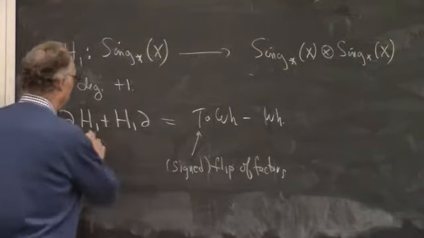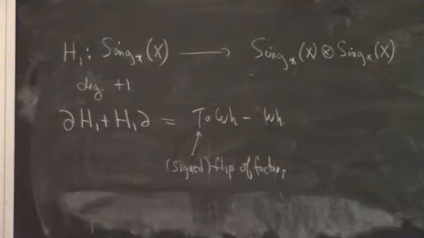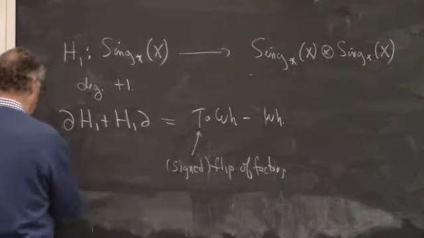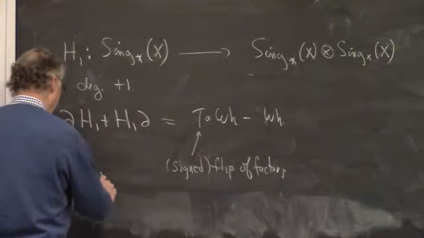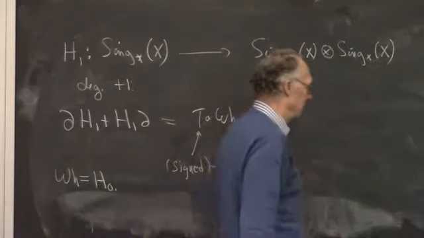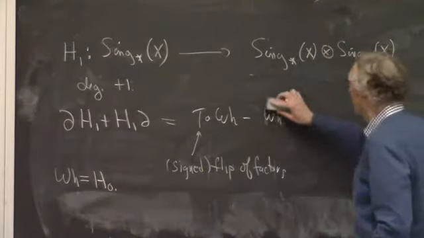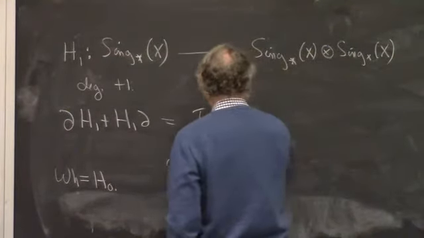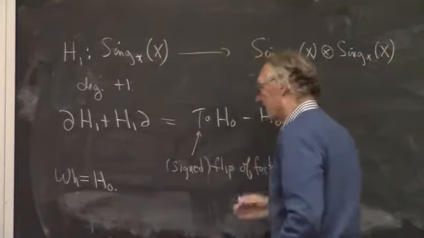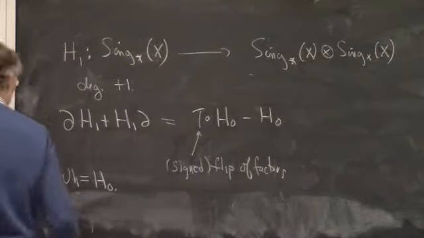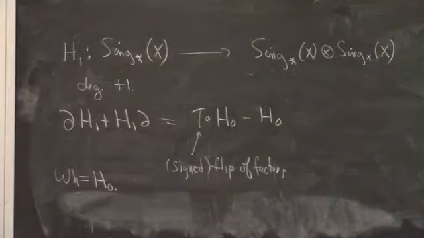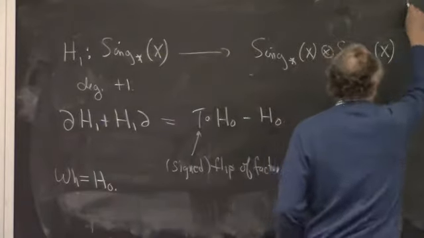And in fact, it's convenient here to relabel Whitney as H naught. So this equation becomes an equation linking H naught, a degree 0 map, the Whitney map, with H1, this first chain homotopy.